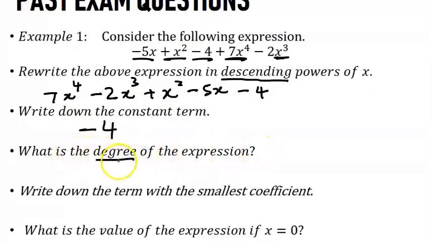Remember, the degree of the expression is the highest power of any variable, and that will be 4. Write down the term with the smallest coefficient. Let's look for the smallest coefficient here. So negative 2, positive 7, positive 1, and negative 5. Which one do you think is the smallest coefficient here?